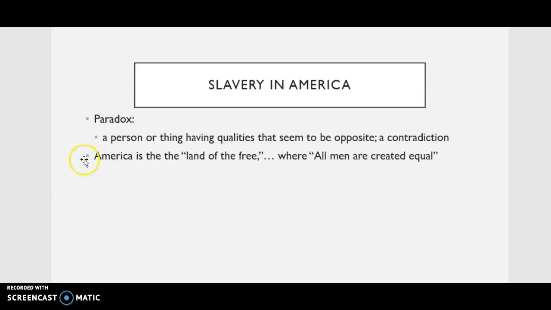So, America is the land of the free where all men are created equal. That's what we like to think, right? That's what the founding fathers wrote in language. Yet slavery exists in the land of freedom. A bit of a paradox, a little bit contradictory, right? Seems opposite, land of the free, when those in slavery are certainly not free. Those in slavery are certainly not equal, right? There's not equality in that scenario. So a paradox in America is slavery in America, right? So supposed to be land of the free, yet there's slavery.